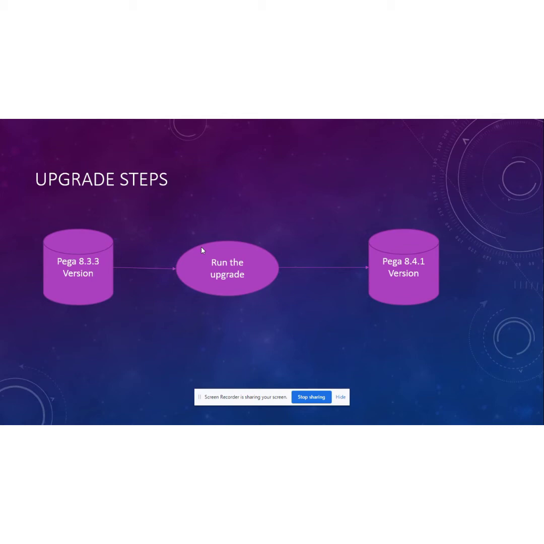And then it goes to the Pega 8.41 version. Whatever version we download, based on that we can upgrade. The application code is already present in the Pega 8.33 version, and the server is also present. Everything is working fine in that version. On top of that, we'll take it and run the upgrade steps.